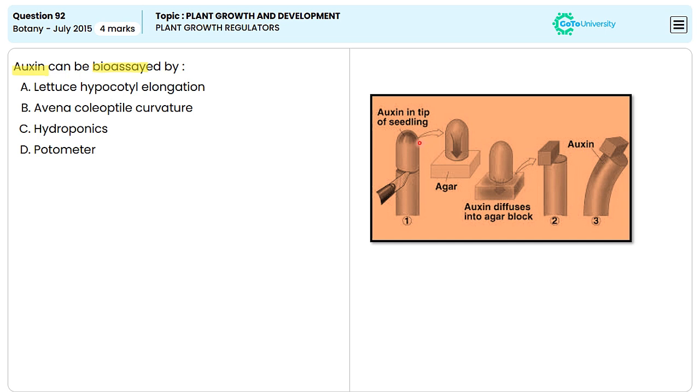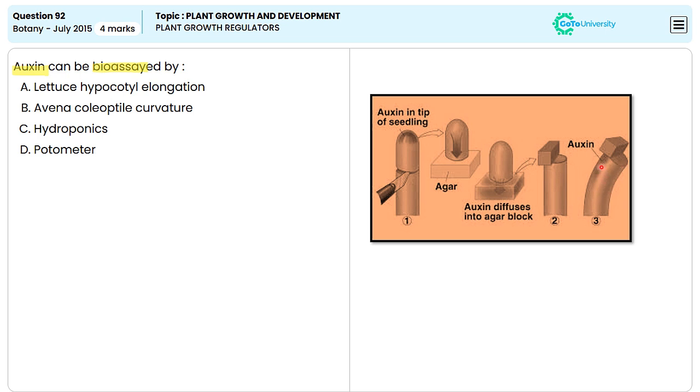So initially we have to cut off the Avena coleoptile and place it on an agar block, and then the auxin diffuses into the agar block. We will place the agar block asymmetrically on the cut coleoptile stump. And later we can see that the coleoptile is showing typical curvature.